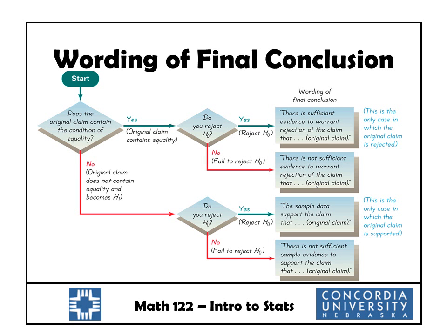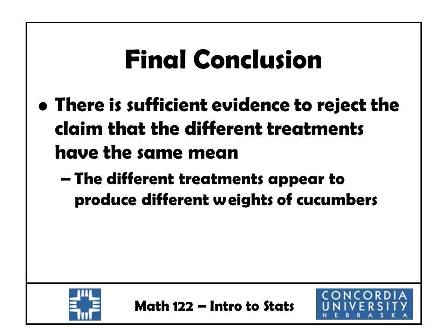Now we're going to come to the final conclusion, in the exact same way as every other hypothesis test. We'll start here. The original claim does contain equality, because the claim is that all 4 population means are equal. Do we reject the null hypothesis? Yes, we do. And so here's our final conclusion: there is sufficient evidence to warrant rejection of the claim that the different treatments have the same mean. In other words, it appears that the different treatments produce different weights of cucumbers.